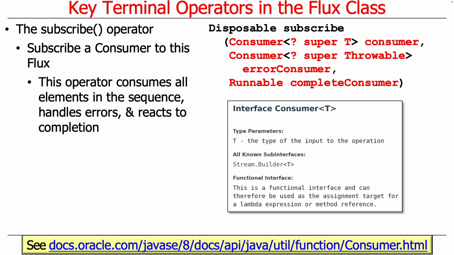And the consumer, of course, is a functional interface we've seen before, and hopefully you're familiar with runnable by now. It's the functional interface that's been around since day one, which just has a single run method that takes no parameters and returns no values. So it's perfect for doing the completion event notification.